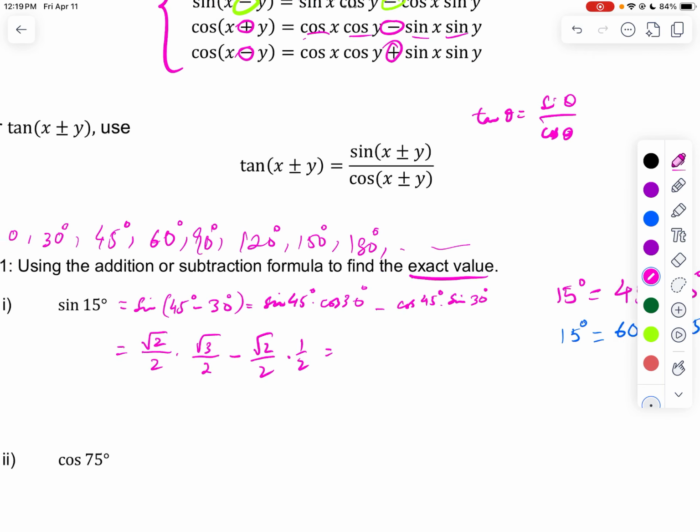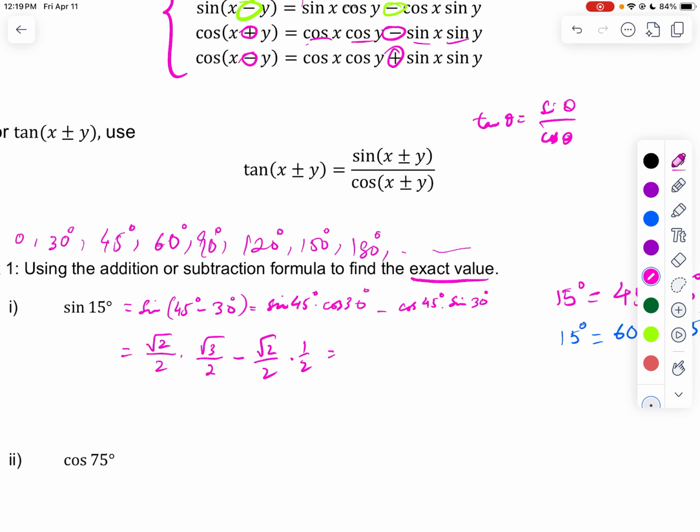Multiply it out, the top and the bottom. The first term gives me square root of 6 over 4 minus square root of 2 over 4. We can combine them because we can take a common denominator here. So on the top we get square root of 6 minus square root of 2. So this is your answer.